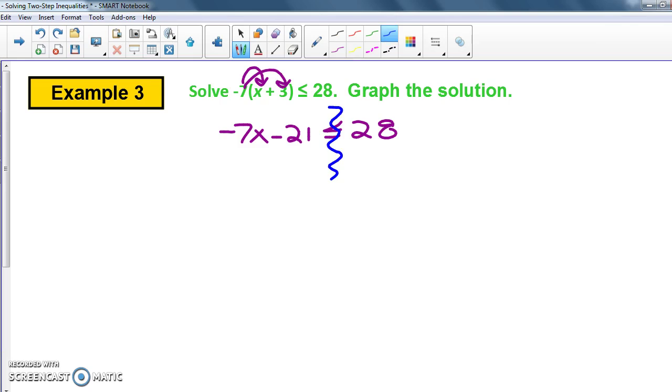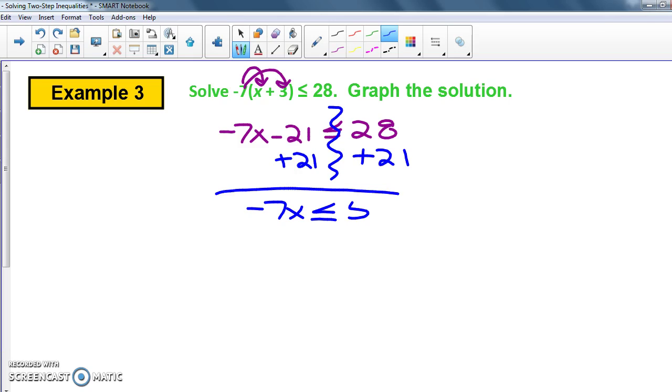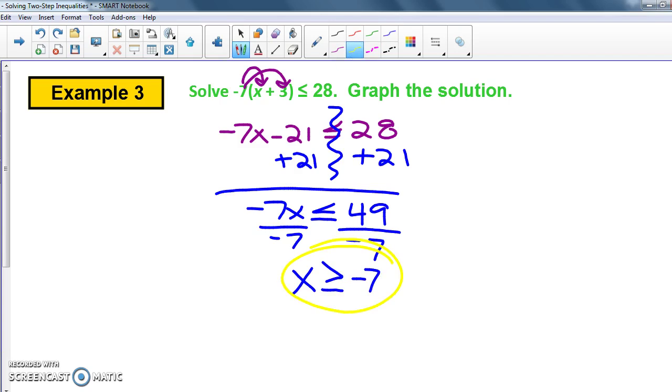Let's see, I need to add 21. So I get negative 7x is less than or equal to 49. And then in order to get rid of the negative 7, I need to divide it away. Now, since I'm dividing by a negative, I have to flip the sign. So my answer is x is greater than or equal to negative 7.